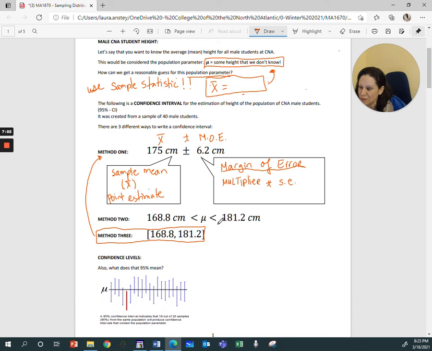Let's think about it. Well, we can figure out how long this interval is, and I'm going to get my calculator. What is this range of values? We take 181.2 and subtract 168.8, and we end up with 12.4.